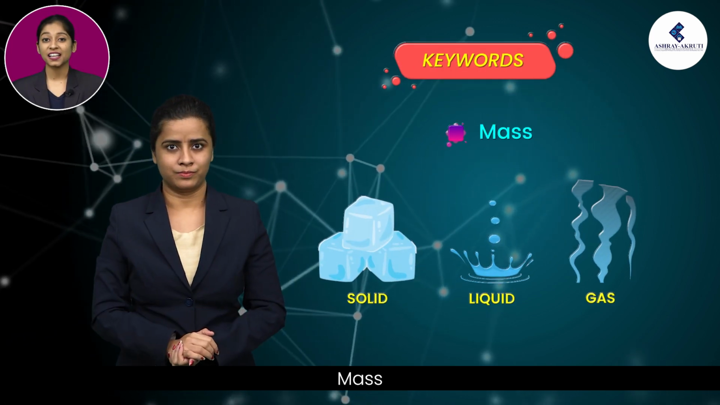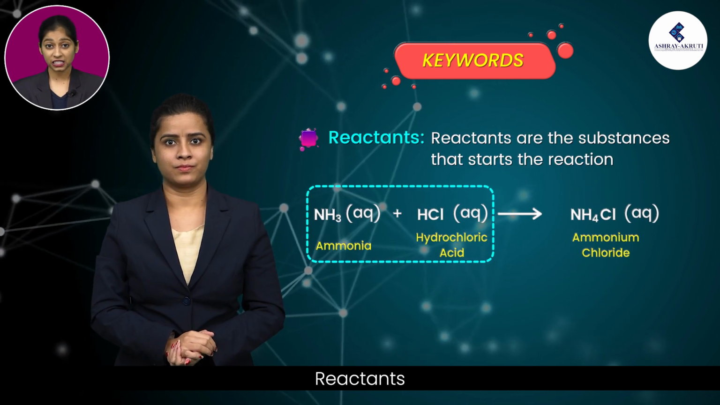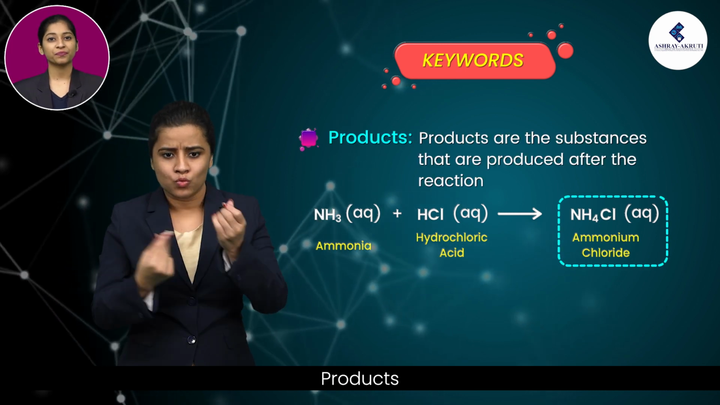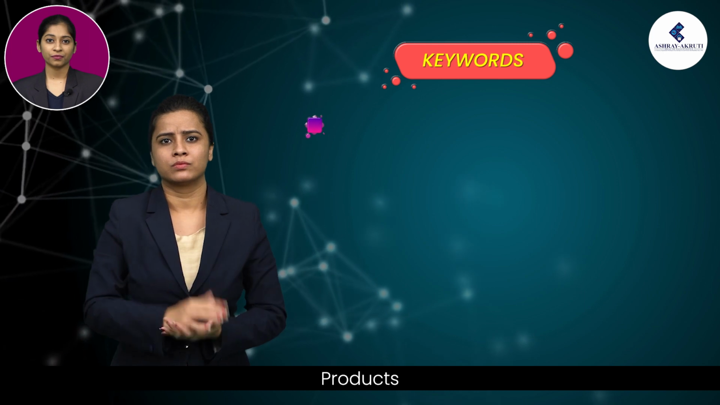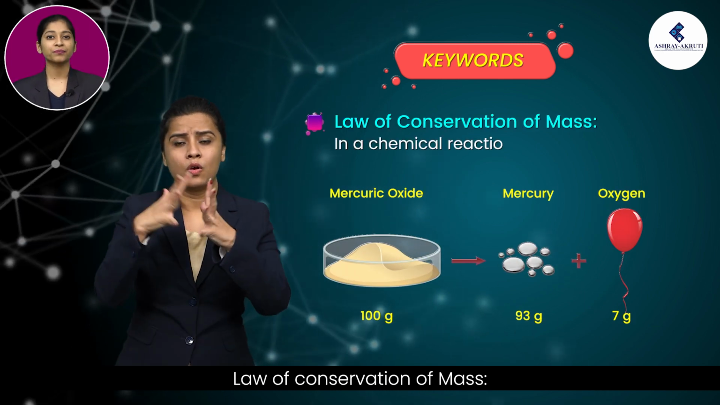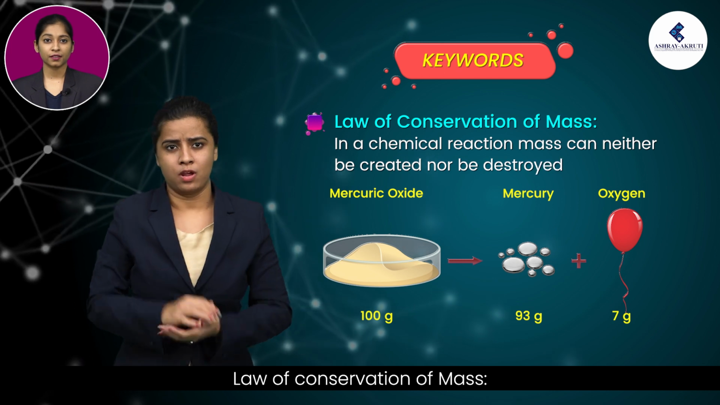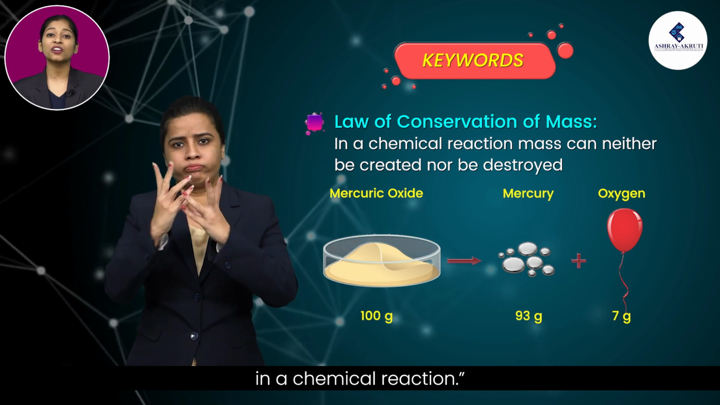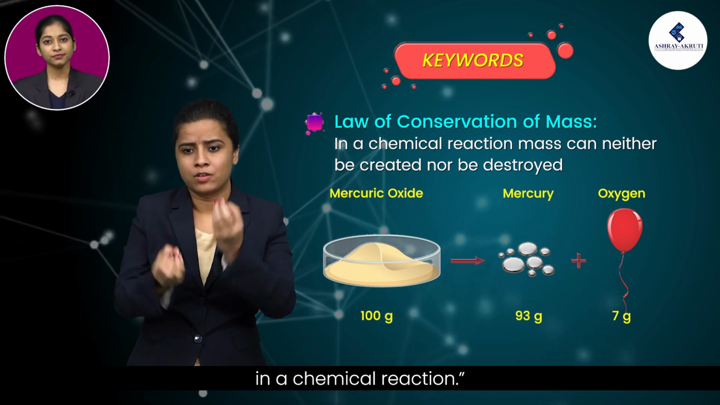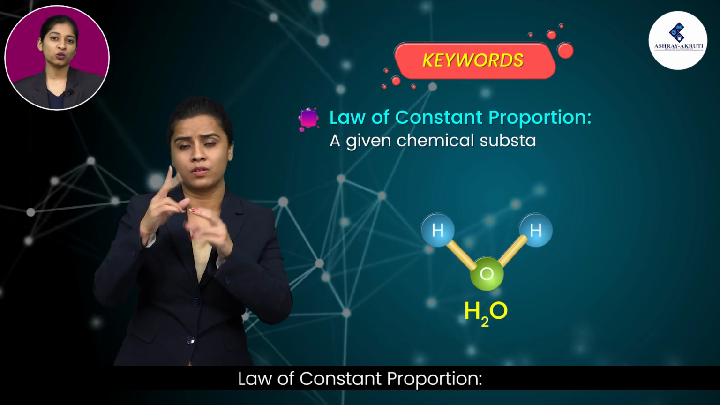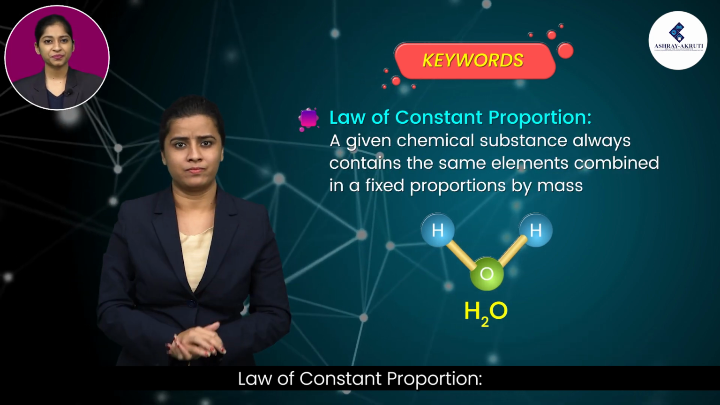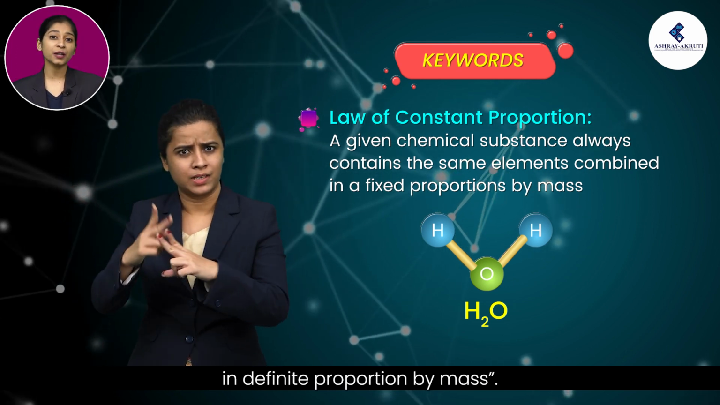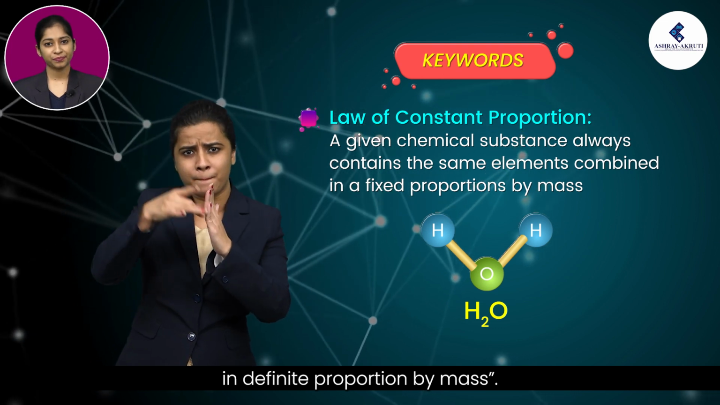Keywords: mass, reactants, products. Law of conservation of mass: mass can neither be created nor destroyed in a chemical reaction. Law of constant proportion: in a chemical substance, the elements are always present in definite proportion by mass.